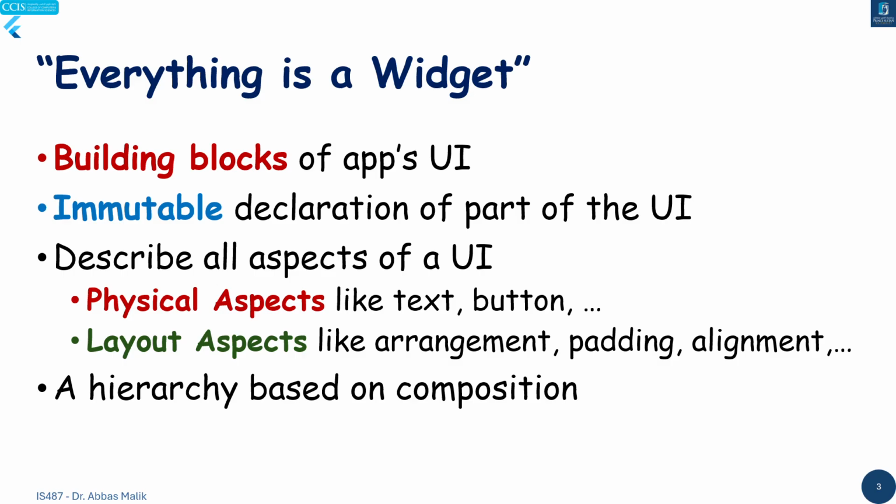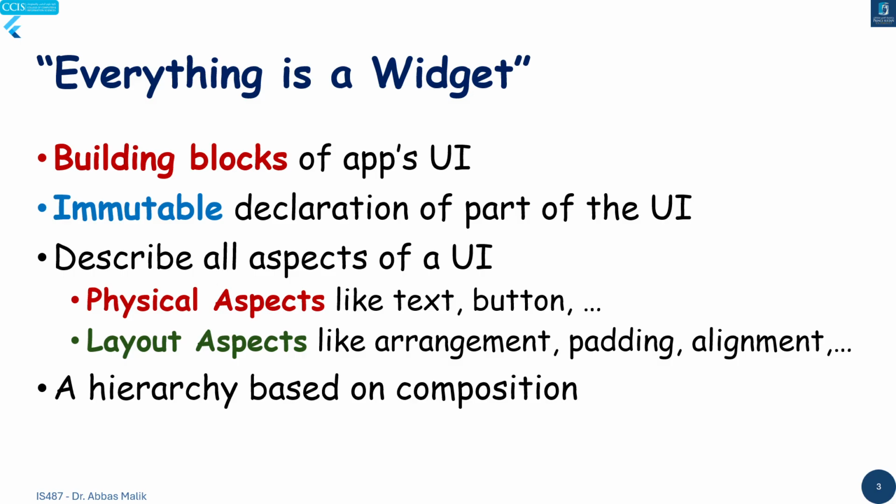Widgets describe all aspects of user interfaces, physical aspects like it is a text, it's a button, it's an input field, it is an image. We can see all those things. If we need to scroll down, there is a list view. So we have different types of physical aspects of those widgets or the user interface components.